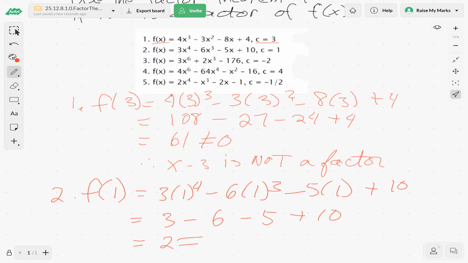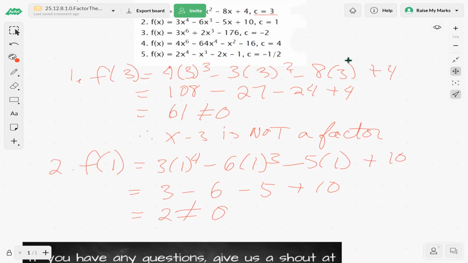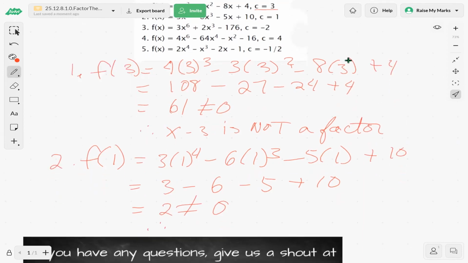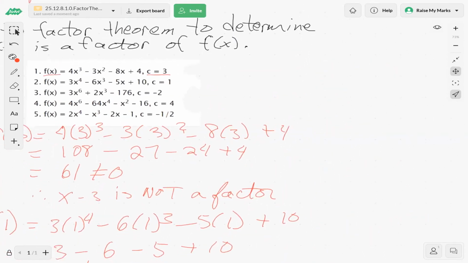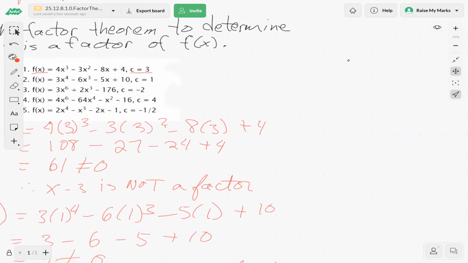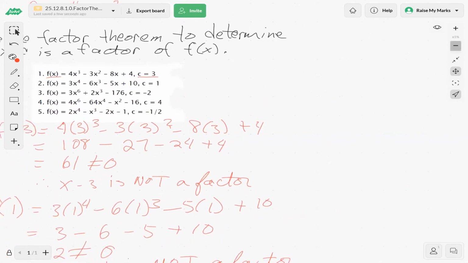Yes, 2, and that does not equal 0, so no, again, we do not have a factor. So therefore, x minus 1 is not a factor. Okay, so we're not doing very good yet. We haven't found any factors. Okay, let's scroll over and let's try number 3.